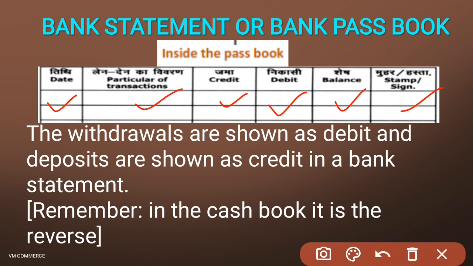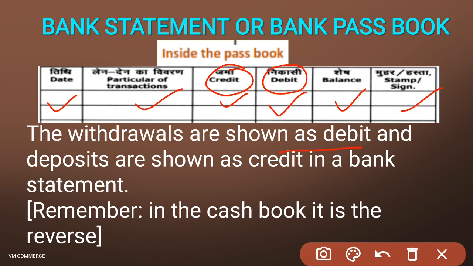So in the debit and credit columns, what transactions are they going to enter? That is the amount. The withdrawals are shown as a debit. So the withdrawals of the customer, how much money he takes from his bank account, are shown in the debit column of the passbook. Then the amount deposited by the customer is shown in the credit column of the bank statement. So the debit column shows withdrawals of the customer. In the credit column, the amount he deposits in his account is shown.